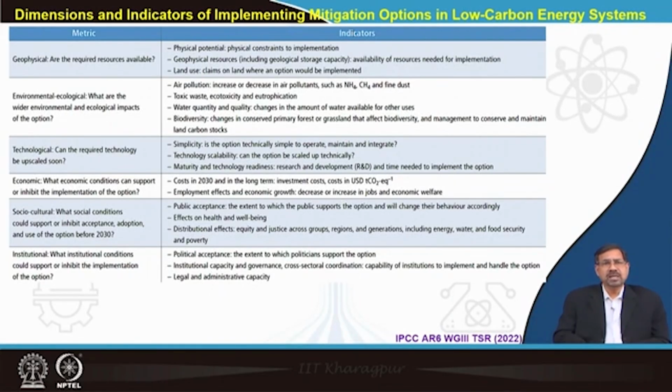So, simplicity is the option, technically simple to operate and maintain and integrate. One of the very viable options is to make the technology as simple as possible, so that it can be adopted by many. If there is a certain problem, it can be repaired, it can be maintained, and all those options will be open. Technology scalability: can the option be scaled technically? We need to ask that there has to be scalability as far as the technology is concerned. Maturity and technology readiness: research and development, R&D, and time needed to implement the options.